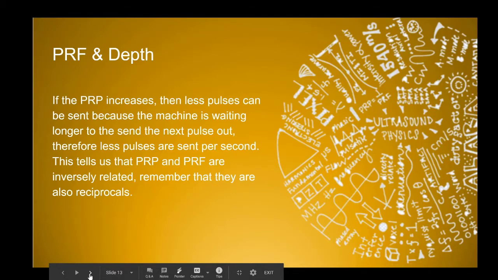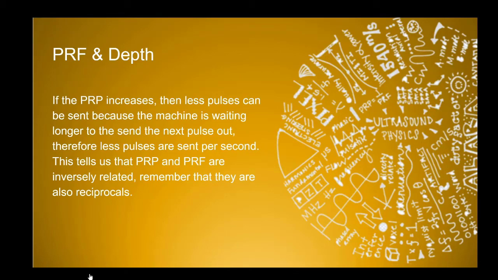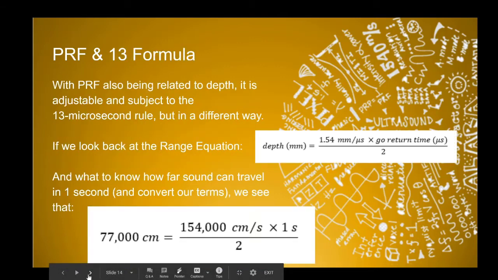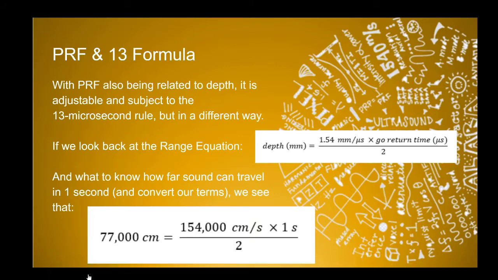So again, as the PRP increases or gets longer, that means that our PRF is going to decrease because we have to wait much longer for those pulses to be sent out and come back. So PRF and PRP, remember those are reciprocals and they're inversely related. So of course there's a formula that goes along with PRF and the 13 microsecond rule.